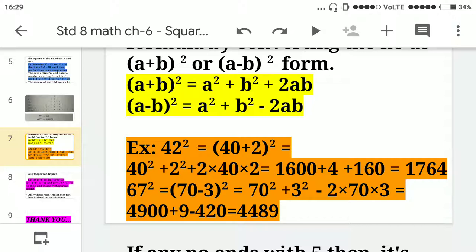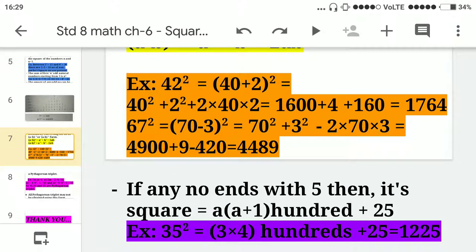Okay. Similarly, 67 square. So 67, you can represent as 60 plus 7, or you can represent it as 70 minus 3. This will be easier, right? So you can represent this as 70 square plus 3 square minus 2 into 70 into 3. You have 4489 as the answer.